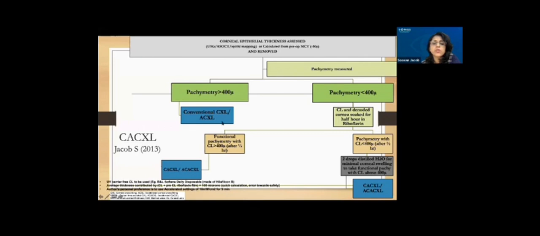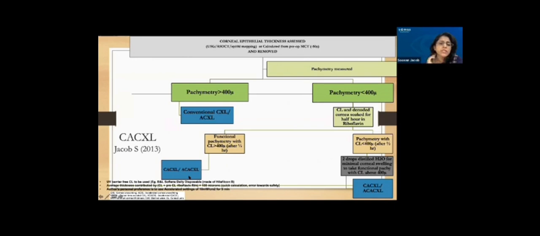If it is more than 400 microns, we do a conventional cross-linking or a conventional accelerated cross-linking. If it's less than 400 microns, then we put the contact lens in for soaking with riboflavin. After half an hour, we look at the pachymetry again, and that's especially crucial if you're using riboflavin in dextran, because dextran can dehydrate the cornea. If the functional pachymetry after half an hour is more than 400 microns, then you go ahead with contact lens assisted cross-linking. When I say functional pachymetry, please remember that this is the pachymetry of the stroma plus the additional pachymetry that the contact lens gives. So if the patient's stroma plus the contact lens is more than 400 microns, then you can do CACXL.